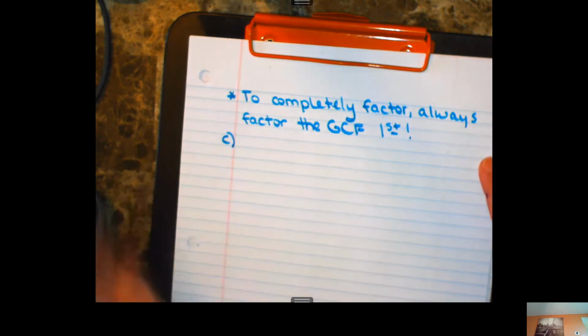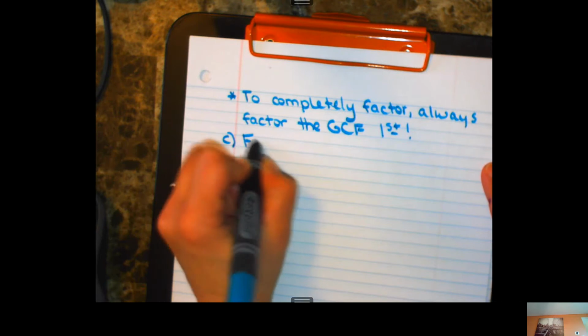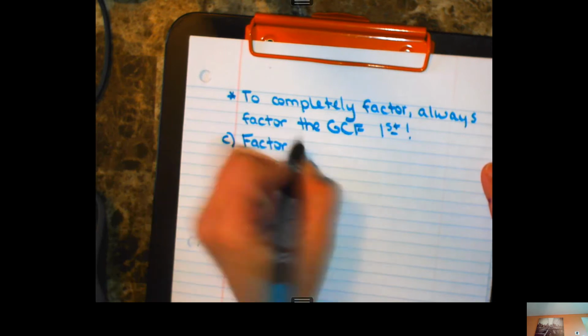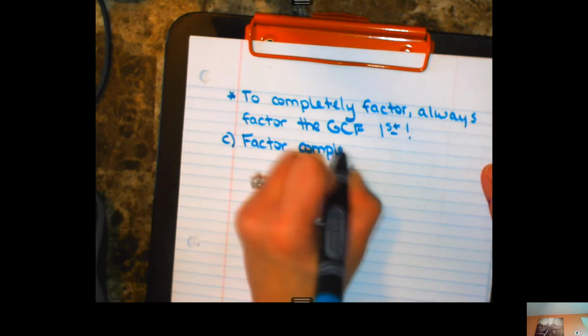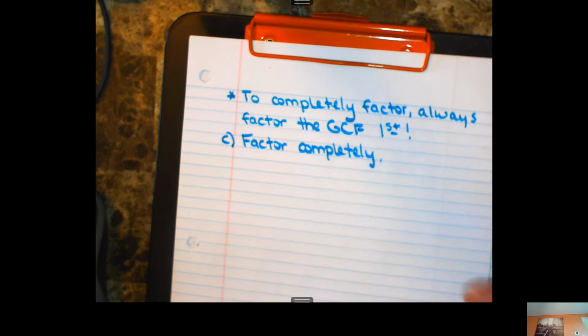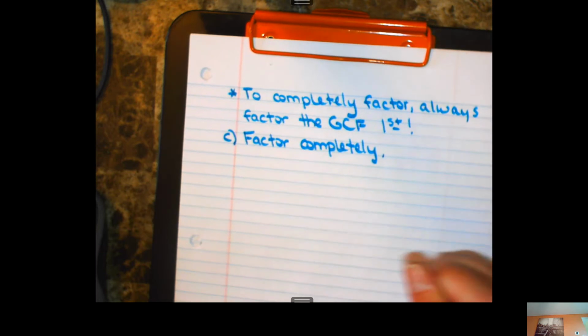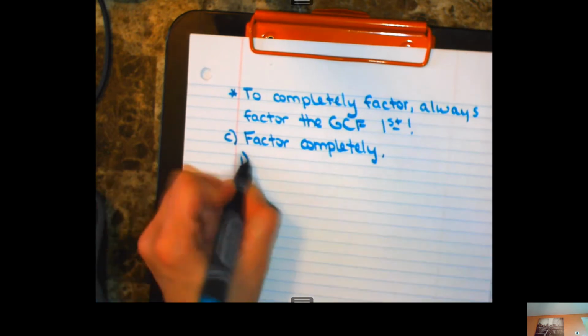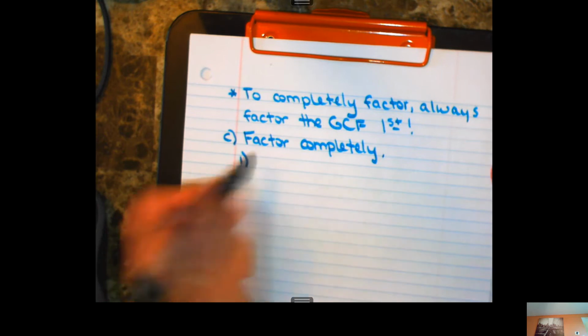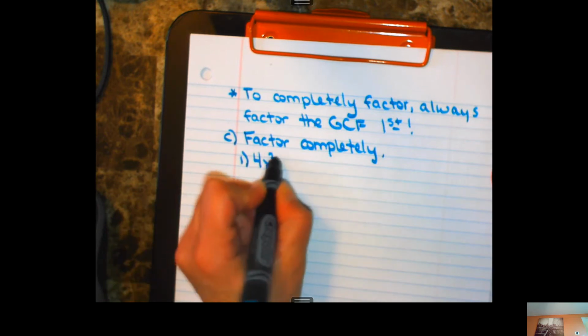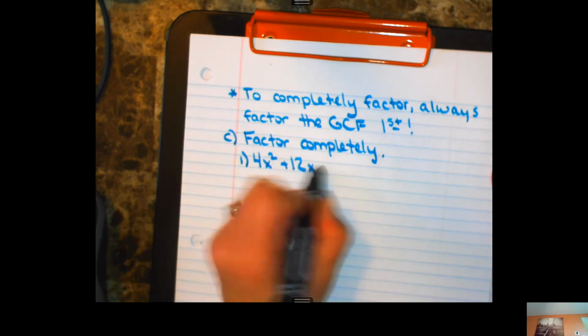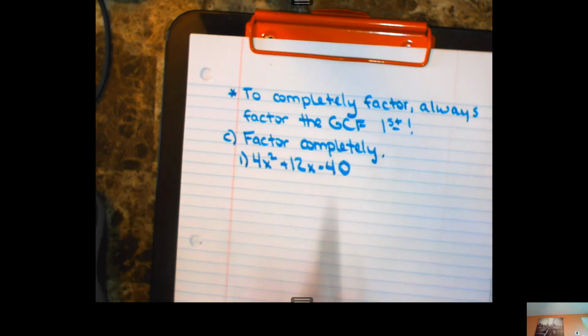So here's example C, and can you write factor completely? Please, please, please pause, try it on your own. If I'm going too fast, take a look at the question before you move on. So we've got 4 of these. So here's example 1. 4x squared plus 12x minus 40. We can do this one together, and then next one, pause and see if you can do it on your own.